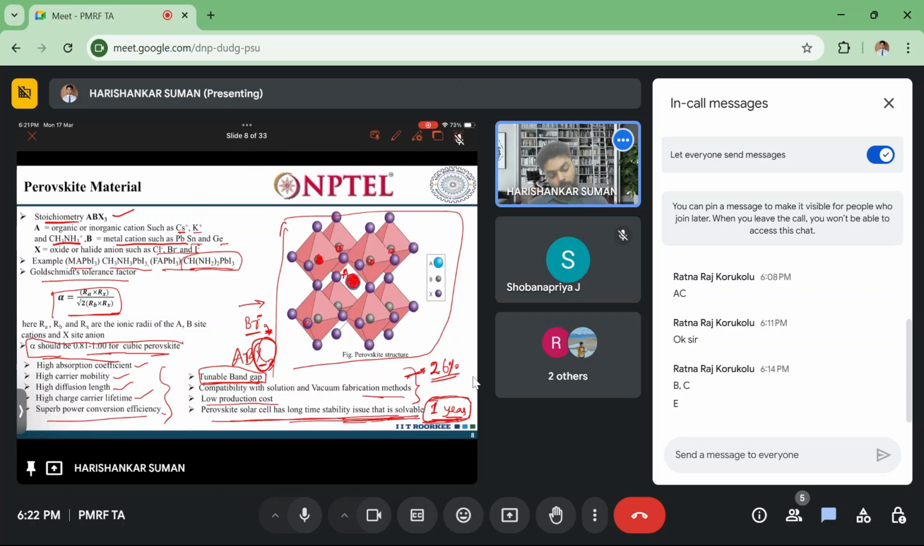So with tandem, this is commercialized. Perovskite solar cell with tandem is commercialized. Single junction is not commercialized because the lifetime is 1 year. So the whole scientific community working on solar cells is working on this stability issue.